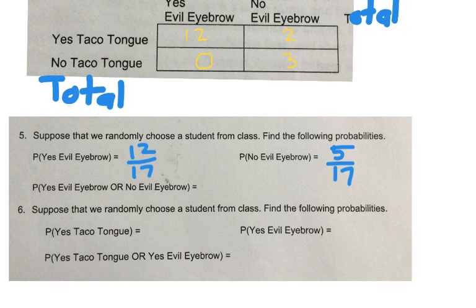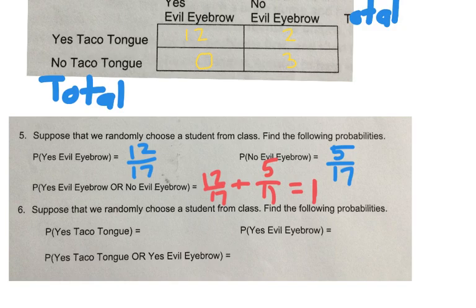So when I look at this, what's the probability that they said yes to evil eyebrow? Yes to evil eyebrow. 12 out of 17. But because it's an or, we can add, what's the probability they said no to the evil eyebrow? 5 over 17. So what is 12 over 17 plus 5 over 17? 17 over 17, which is 1.